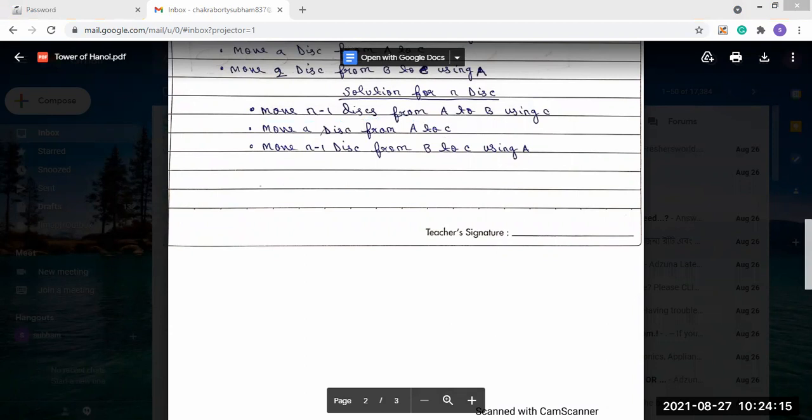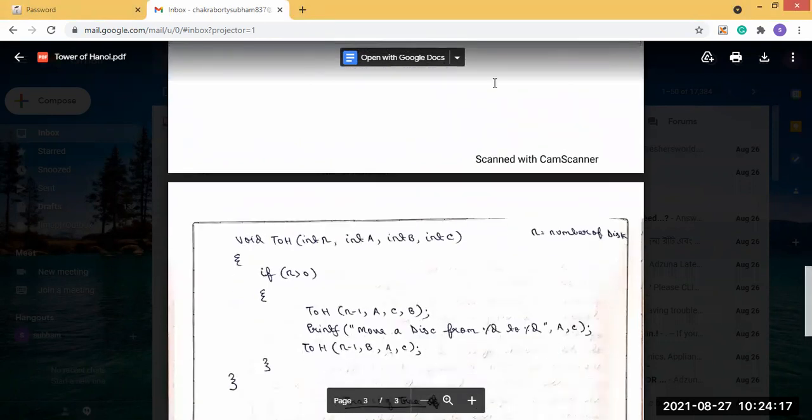The same thing is written here using the recursive function. In the first step, this is the recursive function Tower of Hanoi, calling again with n minus 1. You see, n minus 1 disks, from A to B. We are moving n minus 1 disks from A to B, because A is now our source and B is our destination. So from A to B, we are moving using C. This is the first operation we are performing.